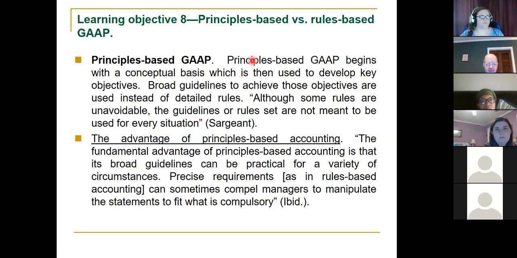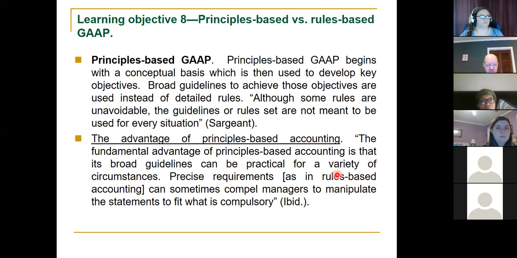Principles-based GAAP is the other strategy. It begins with a conceptual basis, which is then used to develop key objectives. Broad guidelines to achieve those objectives are used instead of detailed rules. Although some rules are unavoidable, the guidelines or rules set are not meant to be used for every situation. The fundamental advantage of principles-based accounting is that its broad guidelines can be practical for a variety of circumstances.